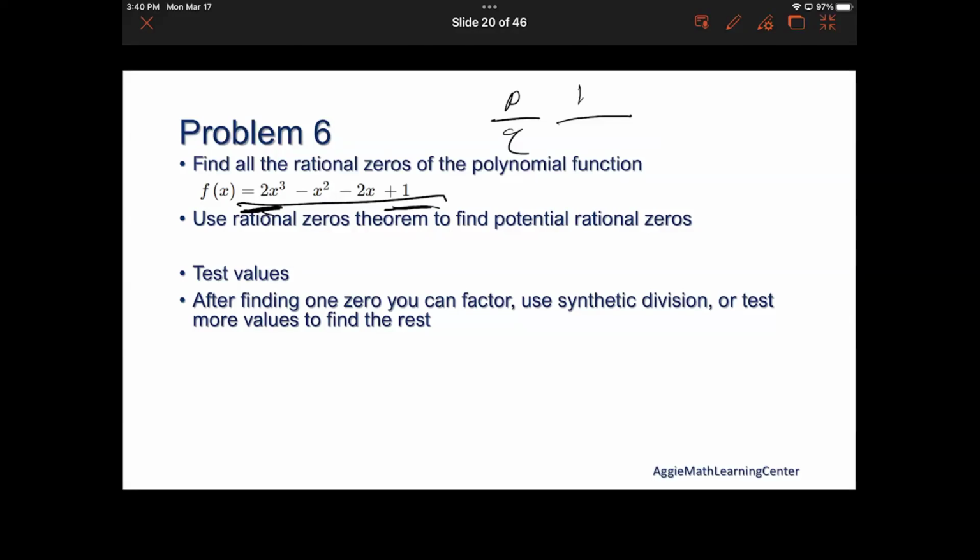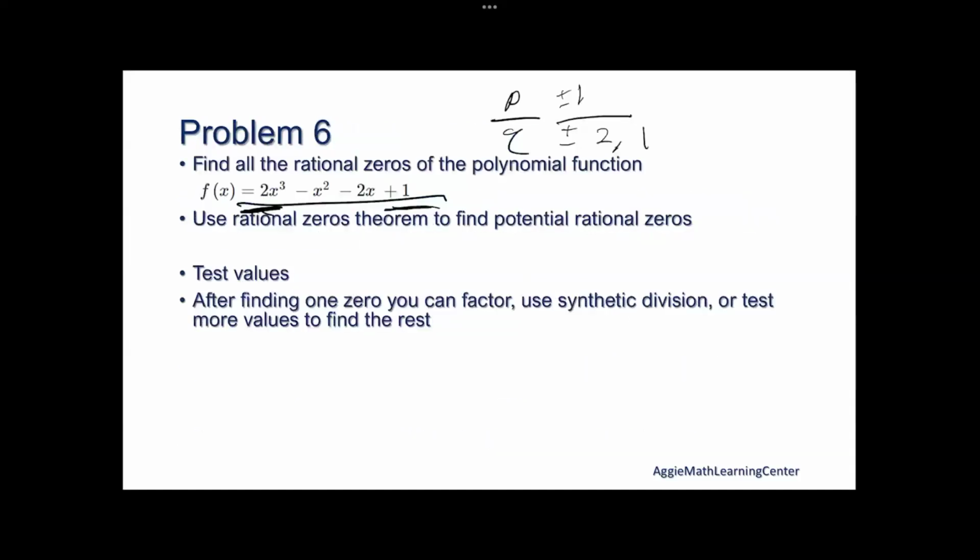P can be positive or negative 1. It can be either. And our Q can be positive or negative 2 or 1, because the factors of 2 can be either 2 or 1. So all the possible zeros for our polynomial 2x cubed minus x squared minus 2x plus 1 can be positive 1, negative 1, positive 1/2, or negative 1/2. Those are all of our possible zeros.